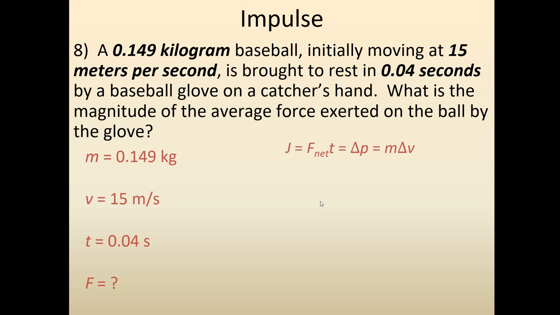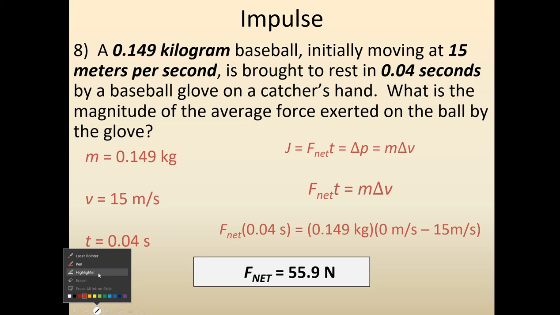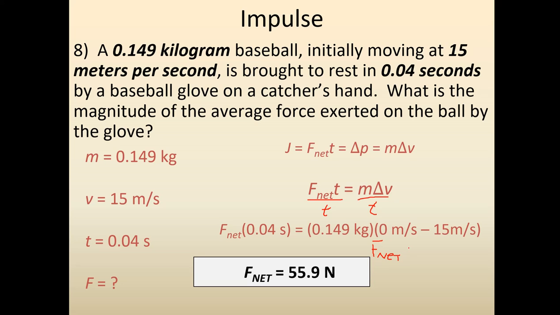So again, using the long impulse equation, we're going to set the F net T equal to M delta V, and then we're going to plug the numbers in. And when we chug it out, we get 55.9 newtons. Really quick, as a side note, if you look at this equation a little bit closer, notice that they have F net in here. If I divide T over to the other side, I end up with the equation F net equals M delta V over T.